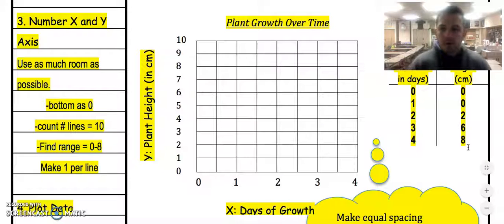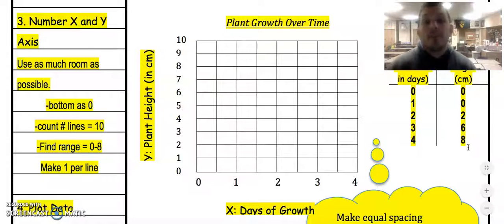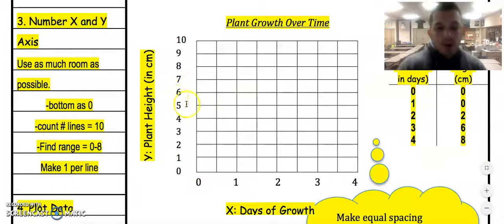So it's really important that you do either the number of lines divided by your biggest number, or make them close together. So since 8 and 10 are so close together, I'm going to count by 1s, okay? Again, I could count by 0.8s, but the dots would be a little harder to plot properly. Okay, so I'm going to make 1 per line. And if you notice, we try to put our numbers right next to the line.